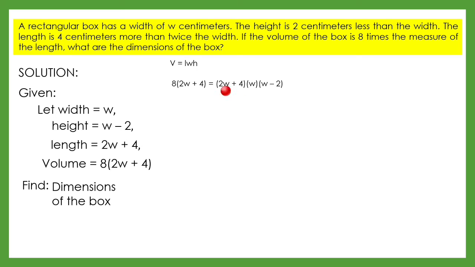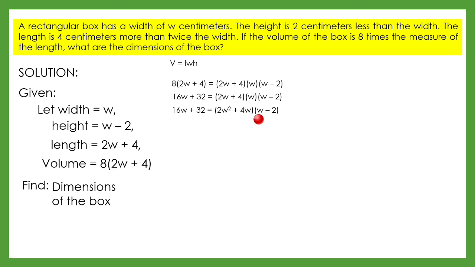Then, multiply natin yung 8 sa 2W plus 4 by distributive property. 8 times 2W is 16W. 8 times 4 is equal to 32. And then, imumultiply naman natin itong nasa kanan. So, isa-isahin natin. Una, 2W plus 4 times W by distributive property. So, 2W times W is 2W square. 4 times W is 4W.